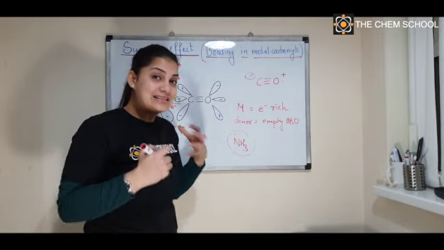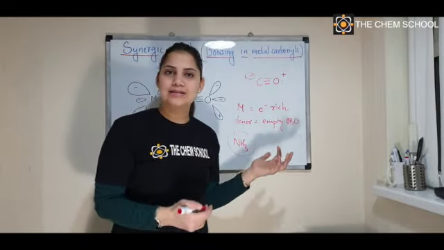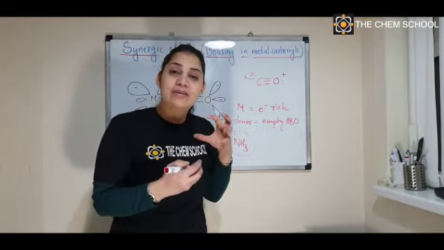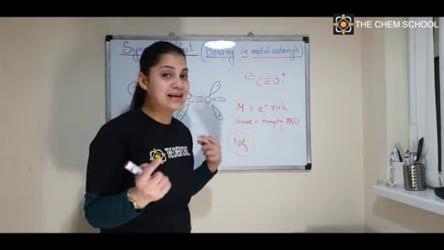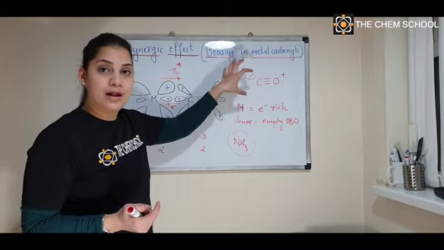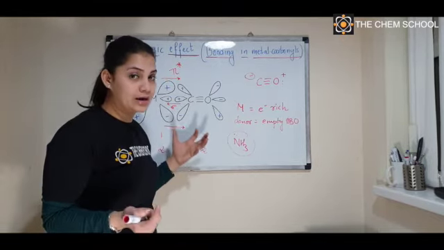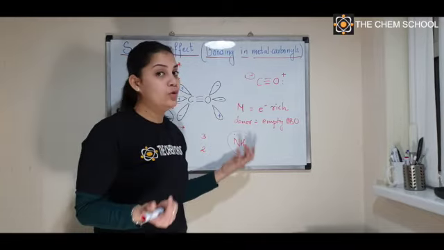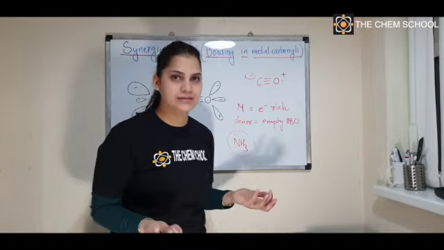This is how your question will be asked in your entrance. Why are carbonyls better ligands than, or why do they form stronger complexes than, ammonia? The reason is the synergic bonding. Because of synergic bonding in carbonyl, you can have a look at the bond order. The bond is stronger compared to ammonia, and that is the reason that they are better ligands.